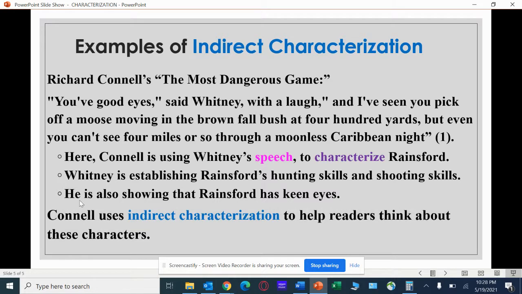So again, Connell uses indirect characterization to help the reader think about these characters before they start acting. As you'll see with the quiz, look to see other examples that you could think of. But the STEAL method is going to be a really good key way to think about indirect characterization.